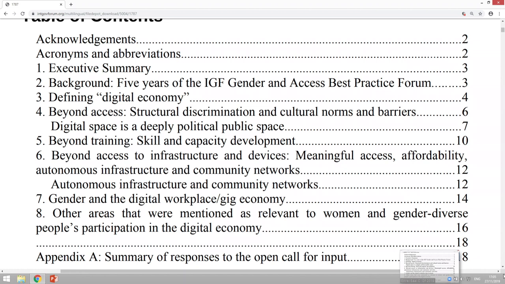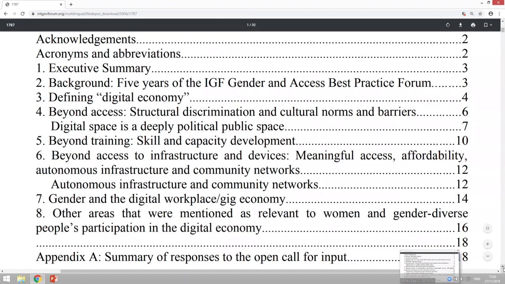Thank you very much, Anhet. This is Bruna again, for the record. As Anhet explained, access itself has never been the sole purpose of this BPF. The reason why we are continuing this work is to properly assess how the onboarding of women and gender diverse groups in the digital environment is happening.